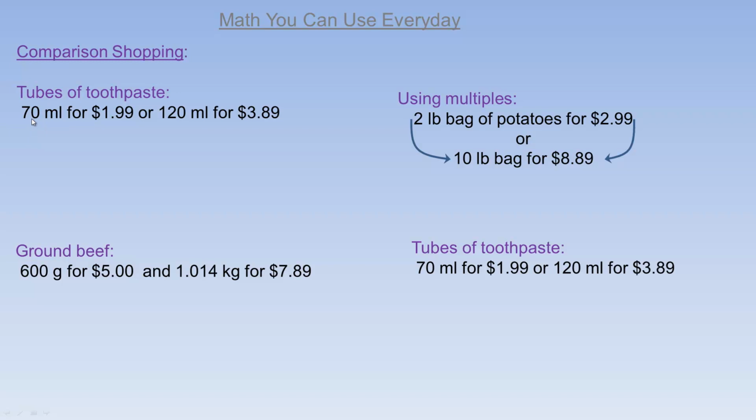You have a smaller one, a 70 ml tube for $1.99, or a 120 ml tube for $3.89. So one way you can compare these to see which one's the better buy is to find the cost per unit, or cost per milliliter. Now, if it's the cost per milliliter, that means I would take the cost, the $1.99 goes first, and we would divide it by the number of milliliters.